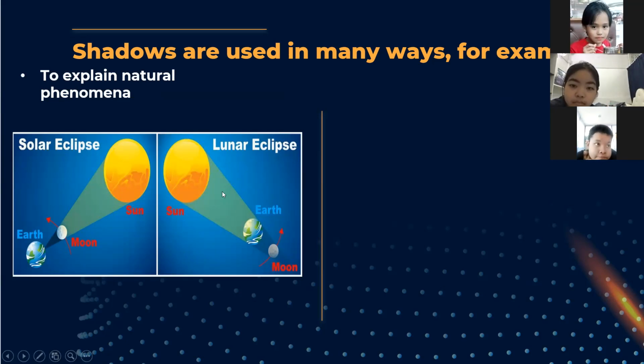While lunar eclipse, class, as you can see here, occurs when the earth passes between the sun, this is the sun, and the moon, casting a shadow on the moon. So as you can see, this is the shadow of the earth on the moon. That's the difference between solar eclipse and lunar eclipse. They occur every year, maybe twice a year. Okay? Next, another use is this one. Do you know what this is?